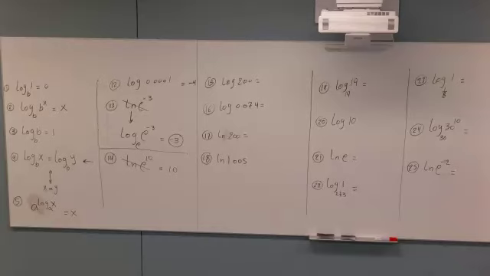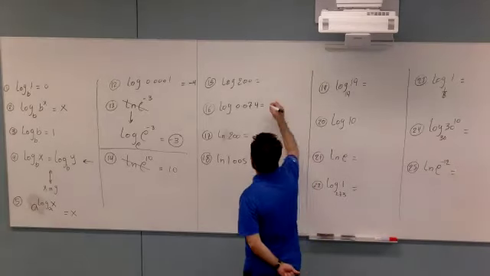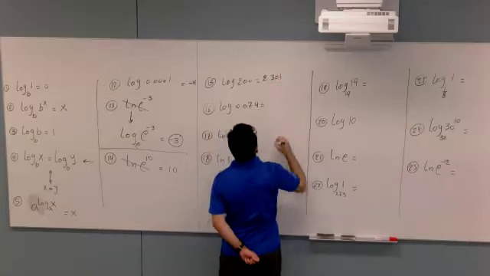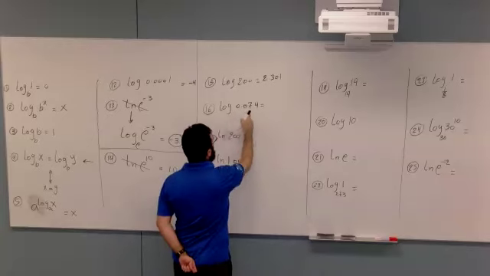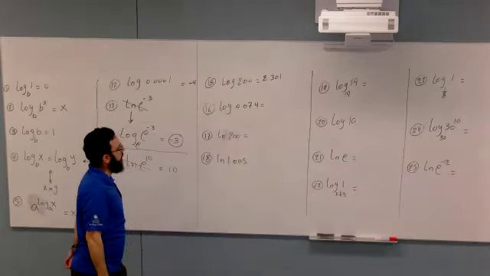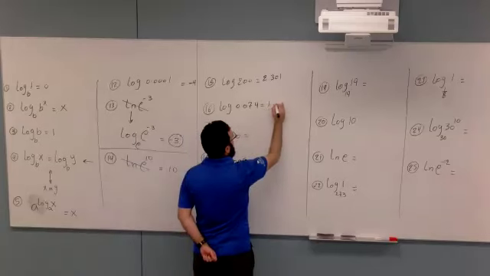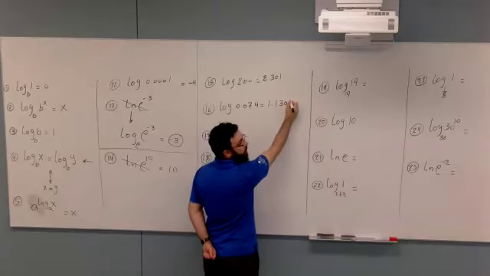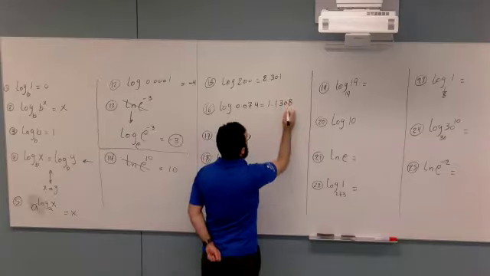2.3010. Okay. What about log 0.074? 1.1308. 08? Okay.